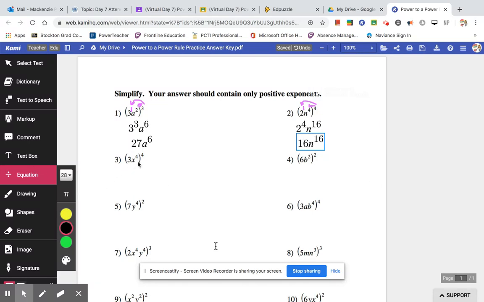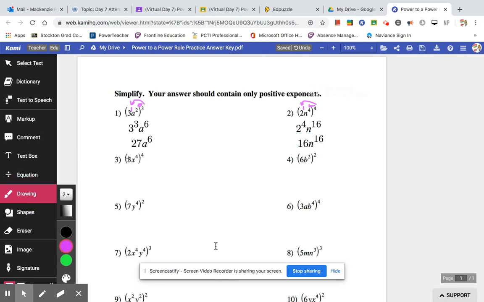So number 3, again, looks very similar to number 1. We are now getting the idea here that if this 3 doesn't have an exponent, I have to put the 1. So usually anytime you have a coefficient, there's not going to be an exponent, and you really have to put it there yourself. And then again, I'm distributing this 4 to both of these exponents.